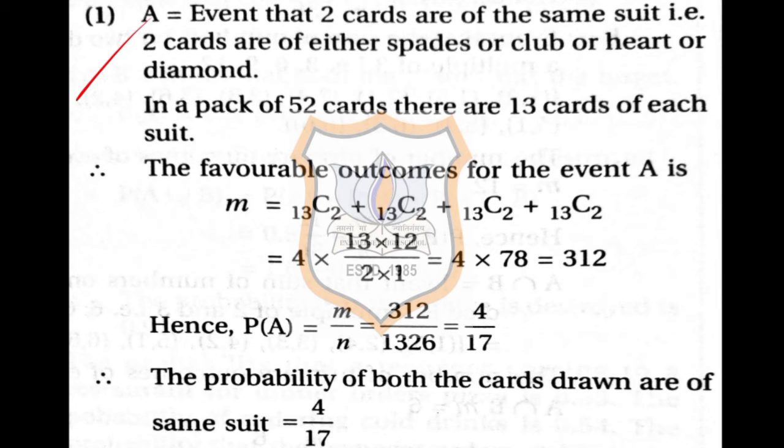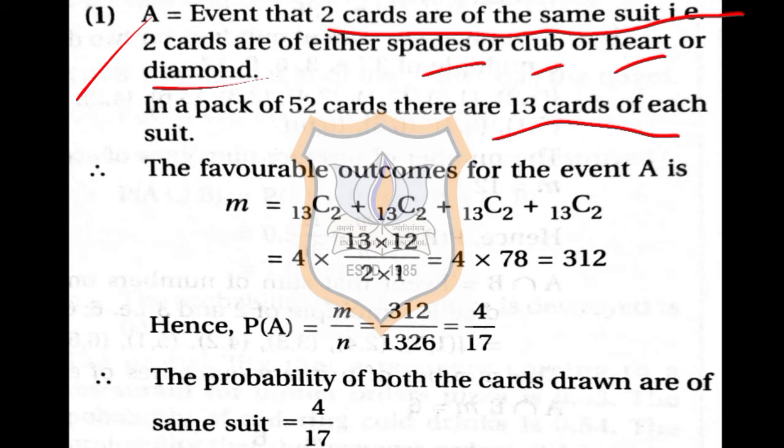Now let's take the first case. Let us define event A, that two cards are of the same suit. Now you know that two cards are of either spades or club or heart or diamond. So that means each suit has 13 cards, because there are 13 spades, 13 clubs, 13 hearts and 13 diamonds.